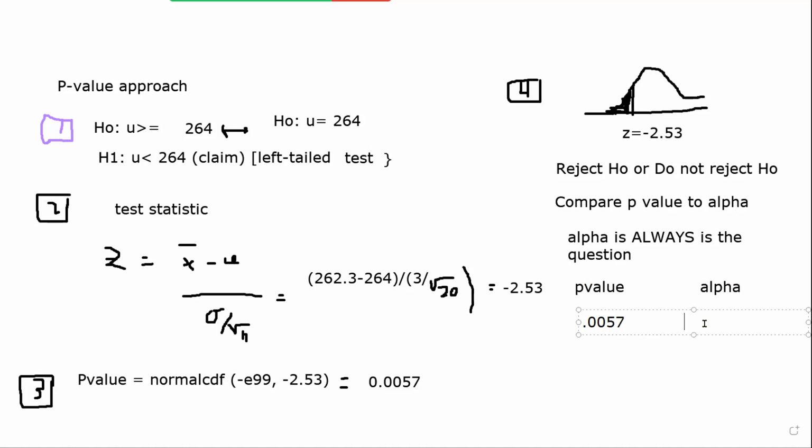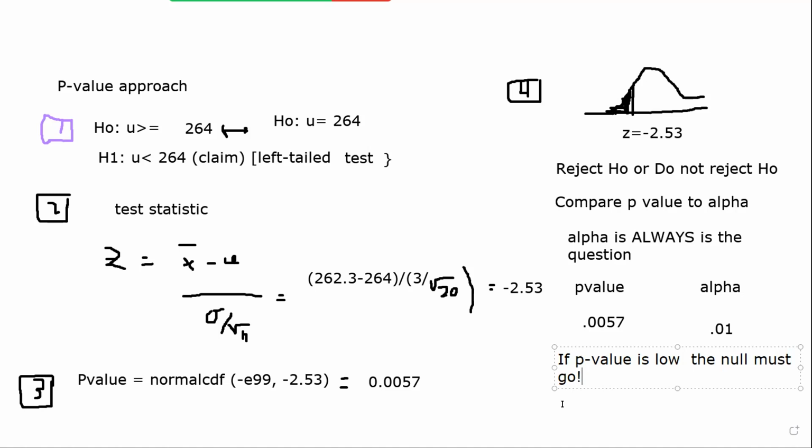Now here's the rule, okay? I gave you the procedure, but I need to give you the rule. The rule says that if the p-value is low, this is a mnemonic to help you remember: if the p-value is low, the null, the H0, must go. In other words, you're going to reject the null if the p-value is low.